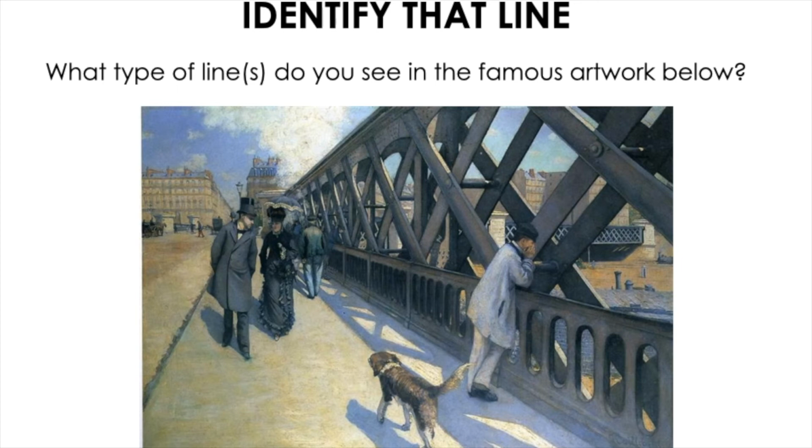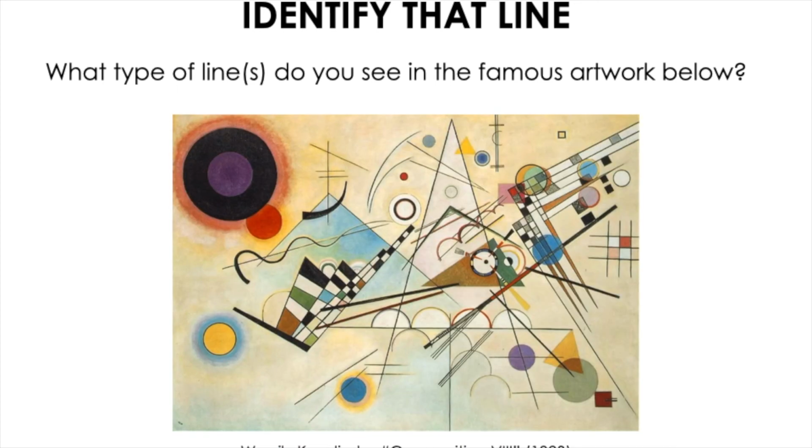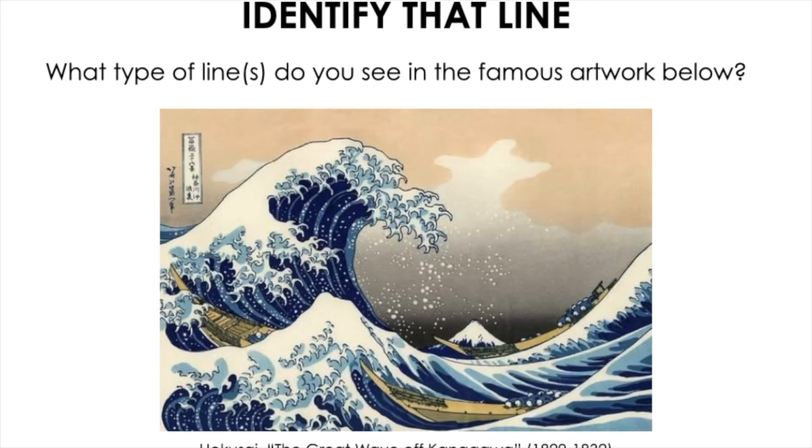All right, let's go to the next one. What type of line do you see in this artwork? I see wavy, I see diagonal, I see vertical, I see horizontal, I even see some zigzag in there. Identify this line. This is the Great Wave. I bet lots of you have seen this one before. Okay, do you see horizontal? Maybe a little wavy?